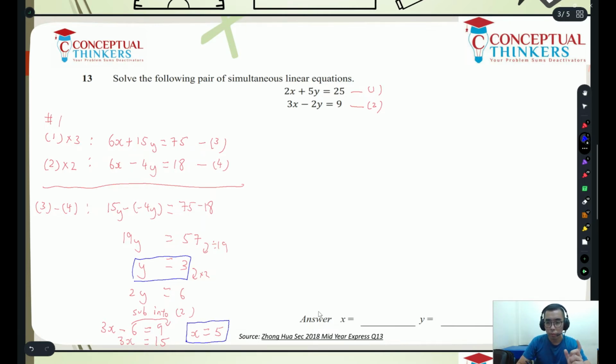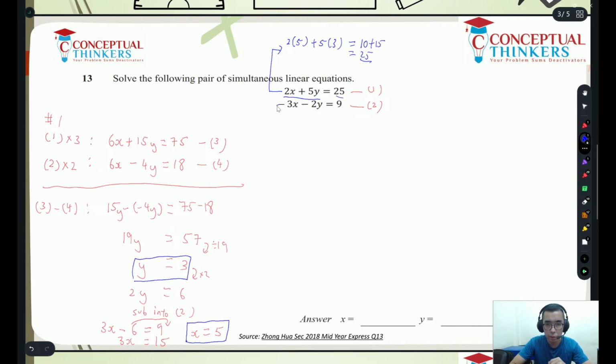Now, one of the ways to check your answer is to substitute y equal to 3 and x equal to 5 into the original equation. If you look at here, I will get 2 times 5 plus 5 times 3. Looking at the left side only, this will give me 10 plus 15, which gives 25. So it matches the right side.